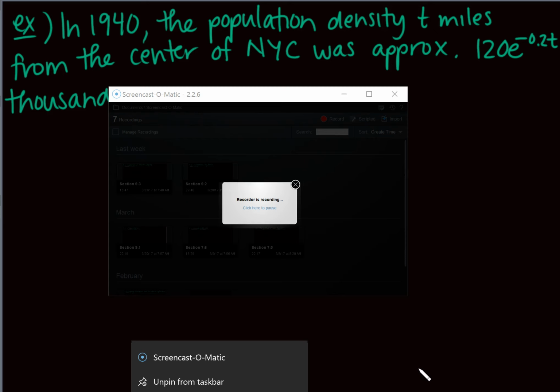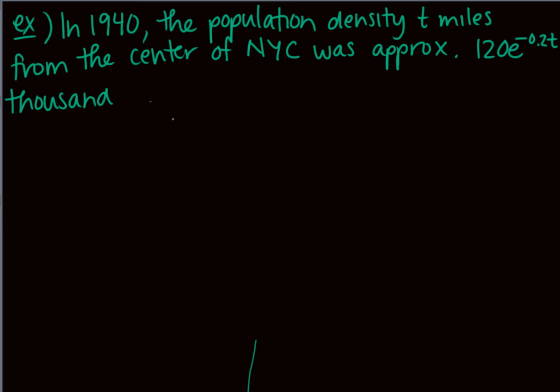Oh, man. Sorry about that. 1,000 people per square mile.